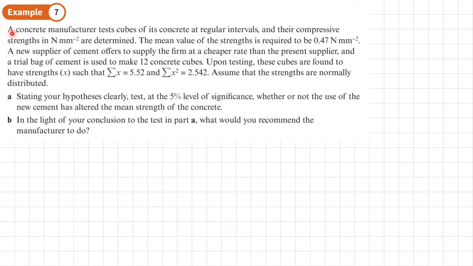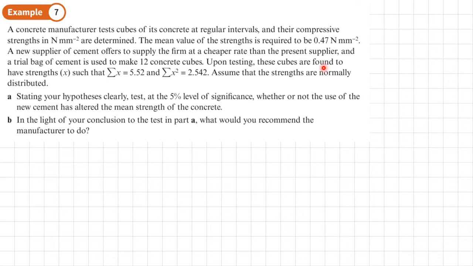Example 7. A concrete manufacturer tests cubes of concrete at regular intervals, and their compressive strengths in newtons per square millimetre are determined. The mean value of the strengths is required to be 0.7 newtons per square millimetre. A new supplier of cement offers to supply the firm at a cheaper rate than the present supplier, and a trial bag of cement is used to make 12 concrete cubes.